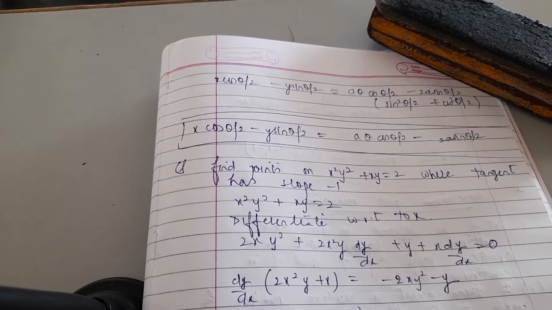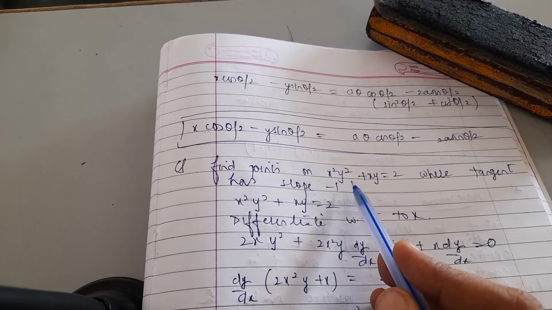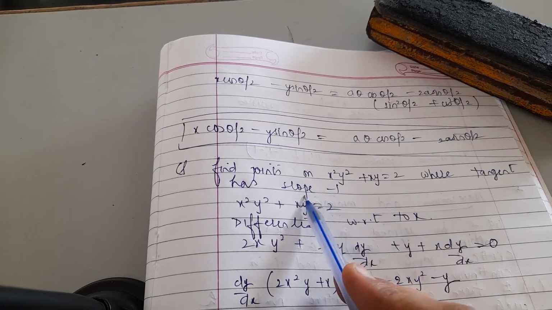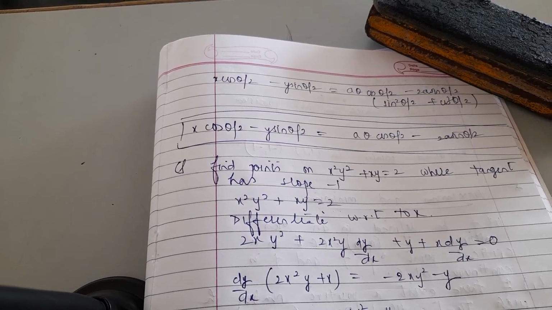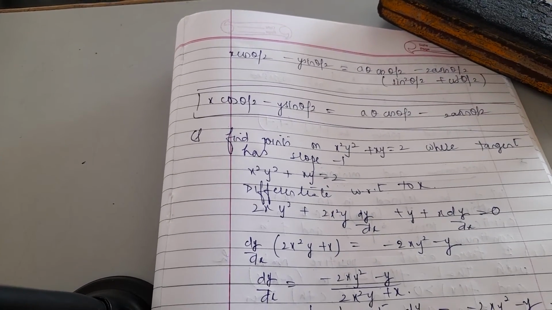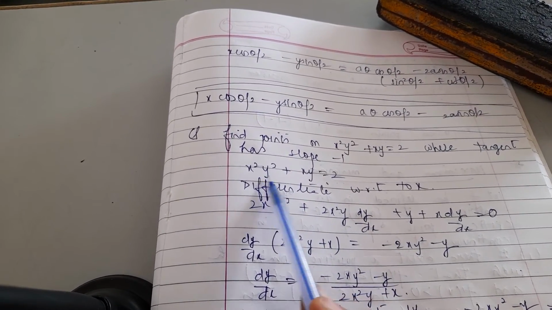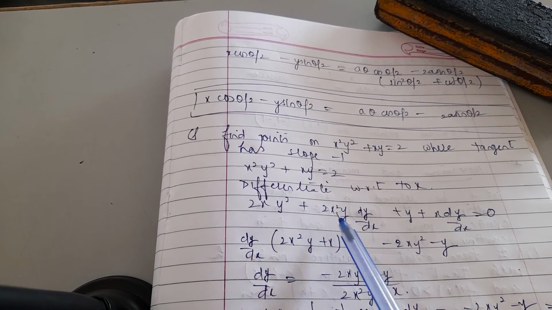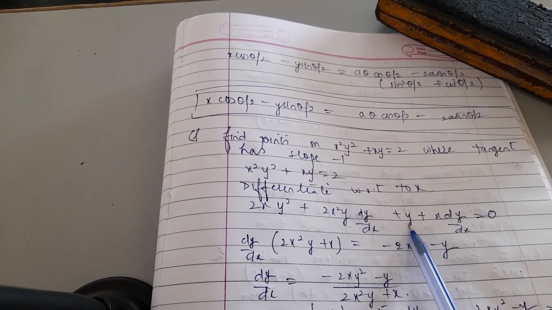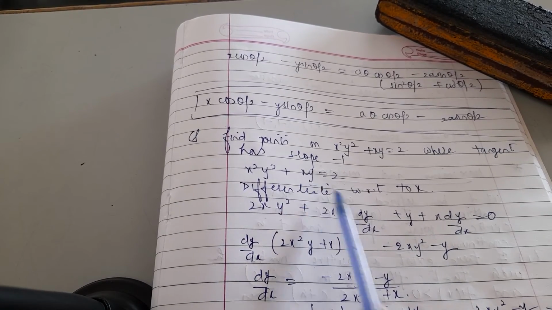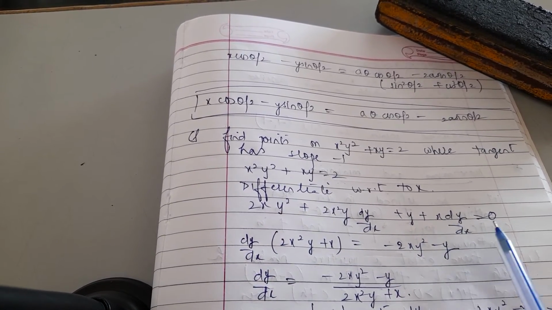Next question is to find point on x square y square plus xy equal to 2 where the tangent has a slope minus 1. So first step is to differentiate and get the dy by dx, right? So when you differentiate, here we will apply the product rule, 2x y square plus 2x square y dy by dx plus again product rule, y constant, differentiation of x with respect to x is 1 plus x into dy by dx equal to 0.